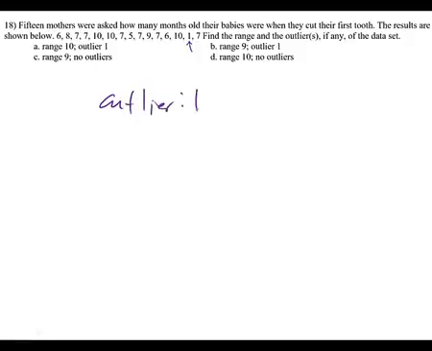All right. Then we've got to deal with the range. So the range, how do we get the range again? Biggest from smallest. What's your biggest? 10. What's your smallest? And what do you get for your range? 9. So in this case, it was answer choice B.